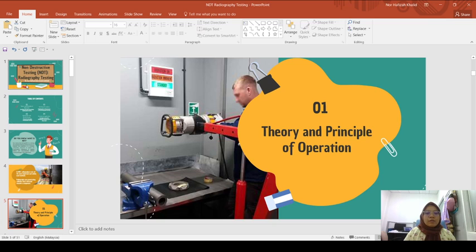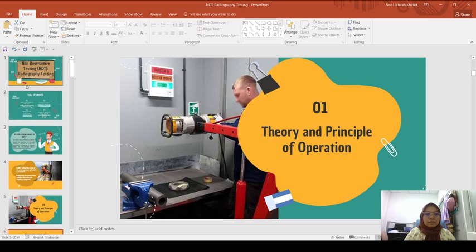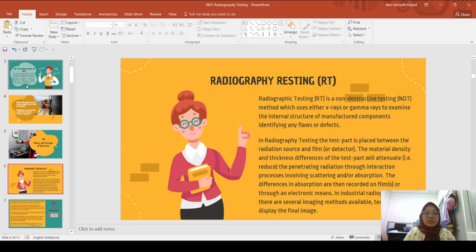Theory and principle of operation. Radiography testing is a non-destructive testing method which uses either X-ray or gamma rays to examine the internal structure of manufactured components, identifying any flaws or defects. In radiography testing, the test part is placed between the radiation source and films, or we call detector.